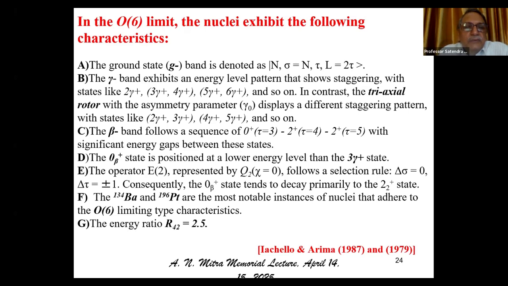Next is the beta band, which follows the sequence of 0 plus, 2 plus, and 2 plus states with a significant energy gap. Then the 0 beta state is positioned lower than the 3 gamma state. The E2 operator is represented by Q with chi equal to 0, and selection rules are well defined. The best examples for this O6 limit are 134Ba and 196Pt, and here the energy ratio R42 is 2.5.